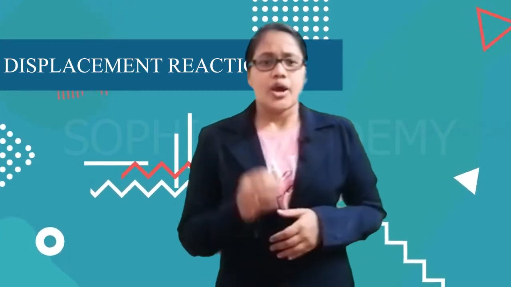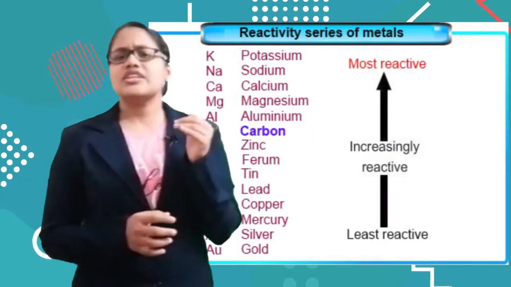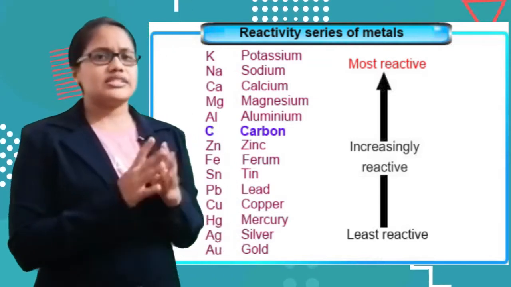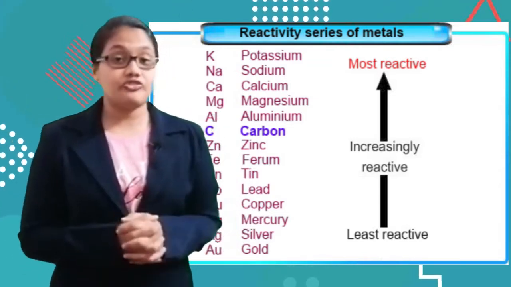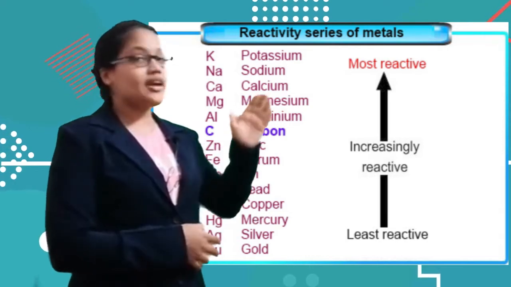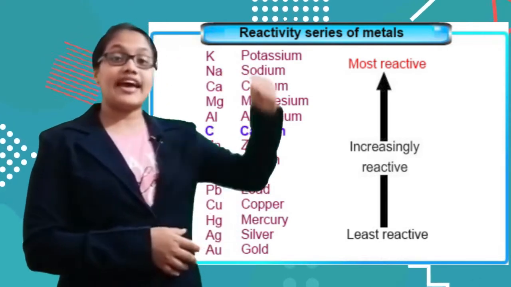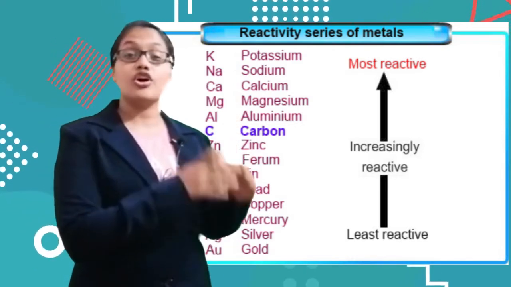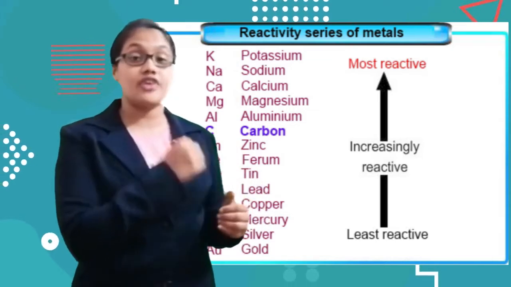The next type of reaction we have is the displacement reaction. But before we discuss the displacement reaction, we must learn about the reactivity series of metals, because displacement reactions occur based on the reactivity of metals. The series includes metals from potassium to gold. In this series, potassium is the most reactive metal, and as we go down the series, the reactivity decreases and we have gold as the least reactive metal.